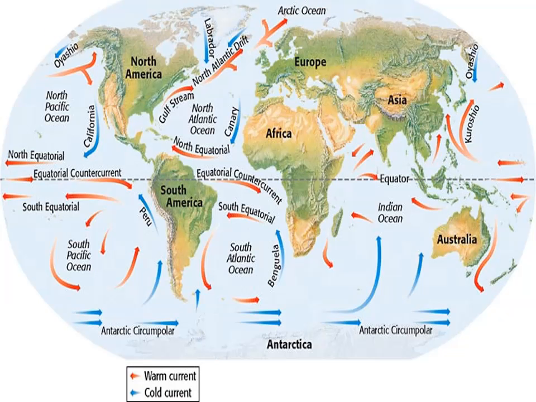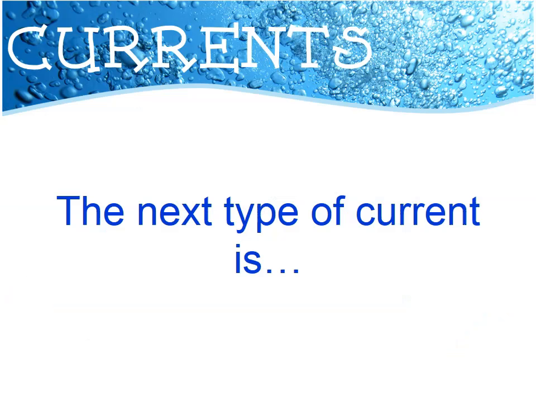Here we see the same map that you have on your page. Please pause the video here and color code your map so you'll know which currents are warm and which are cold. It's not necessary that you use red and blue. If you don't have those 2 colors, you can use any colors you want to color code.